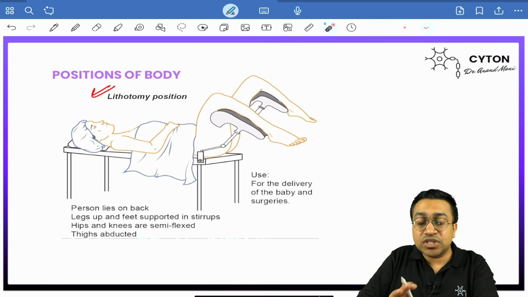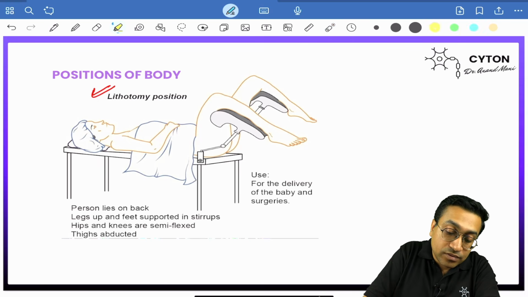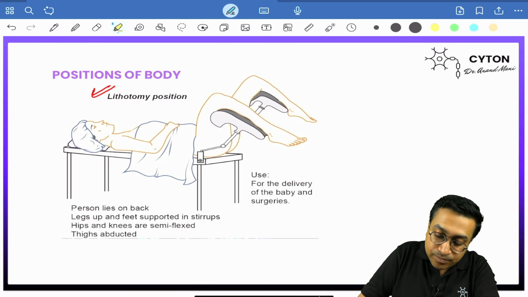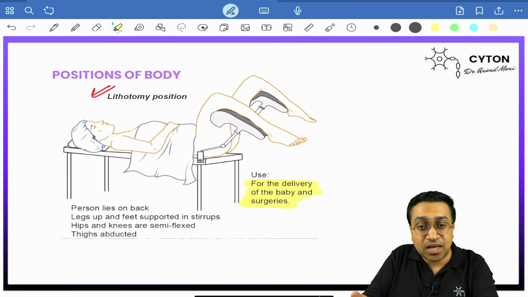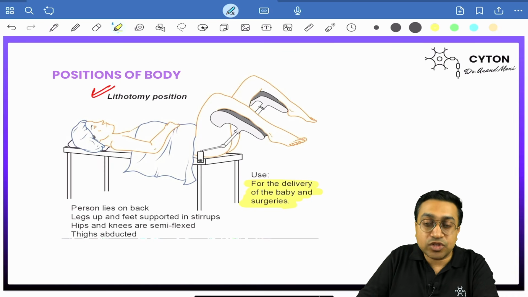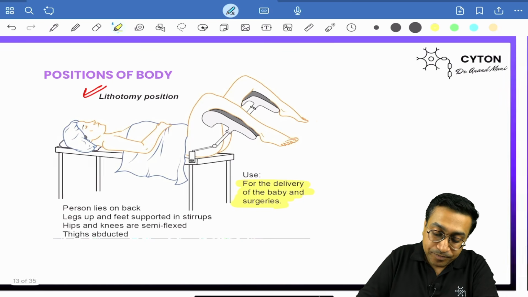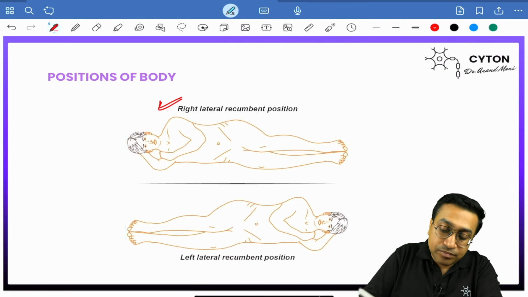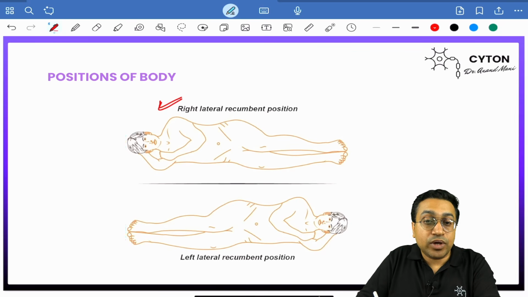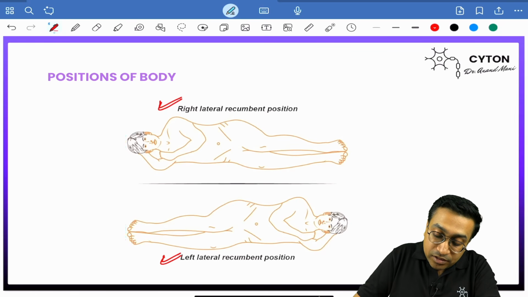Now this position is classically used for the normal vaginal delivery. So this is something which is asked to you in the exams. It is used for the normal vaginal delivery of the baby and for various surgeries involving this region and examination procedures, perineal examination, various purposes, which you will understand eventually throughout the course of anatomy. Then the right lateral recumbent position, and the left lateral recumbent position.